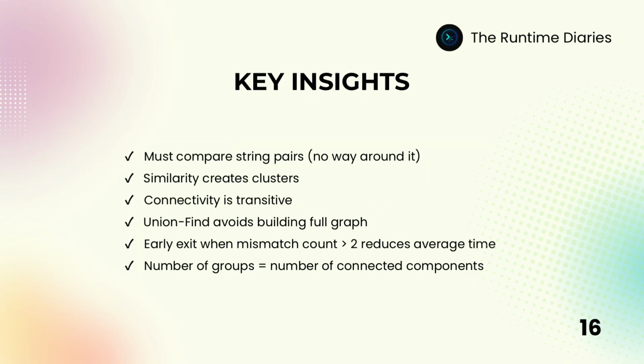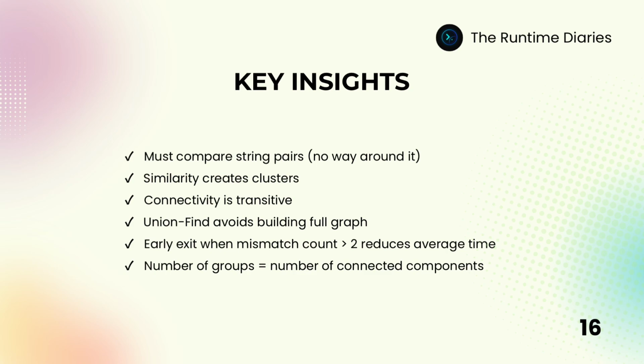Let me summarize the core insights that make this problem solvable. First, you must compare string pairs. There's no way around this. The problem is fundamentally quadratic. Second, similarity creates edges in a graph. Once you see the graph structure, the problem becomes much clearer. Third, connectivity is transitive. If A connects to B and B connects to C, they're all in the same group.